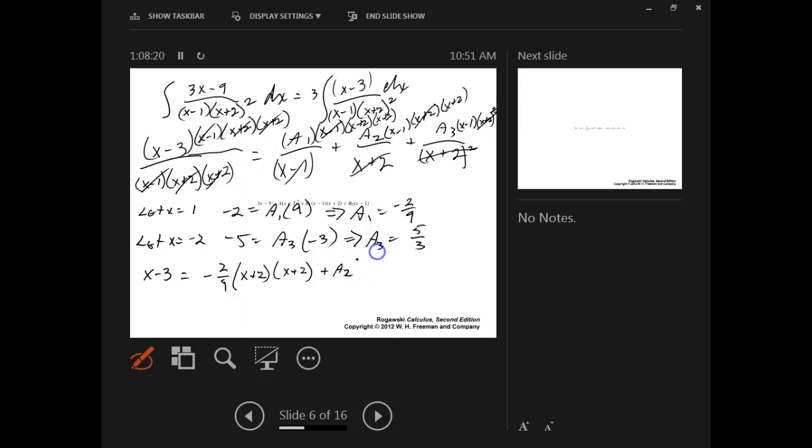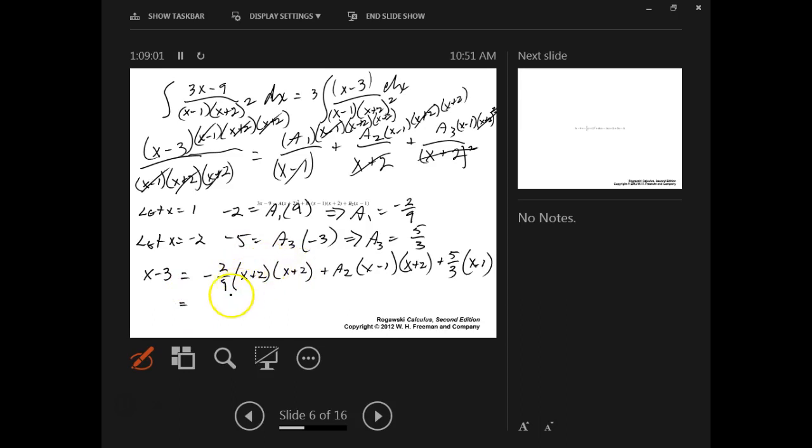Plus A2 times x minus 1 times x plus 2. Plus 5/3 times x minus 1. I think that's right, isn't it? Agreed? All right, this is the old hard way, okay?